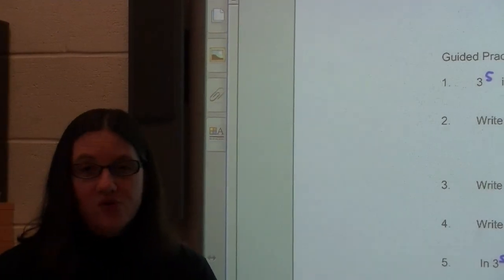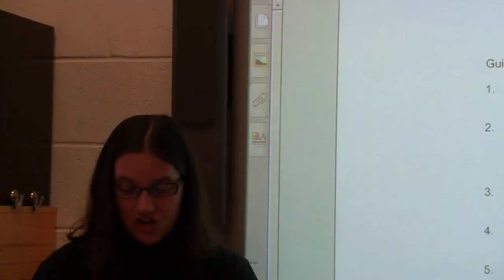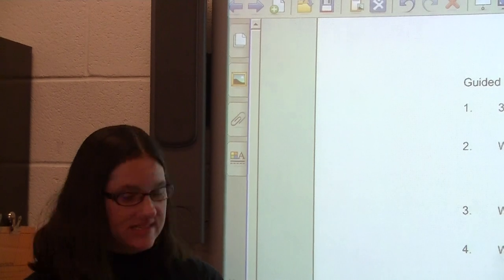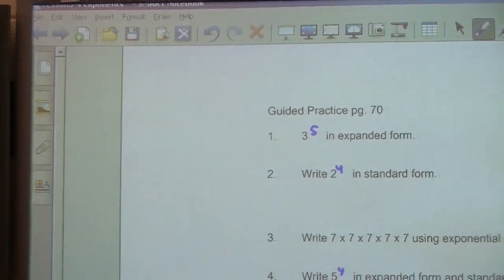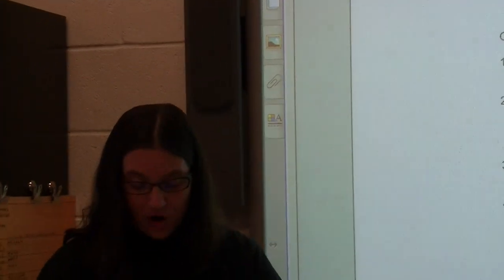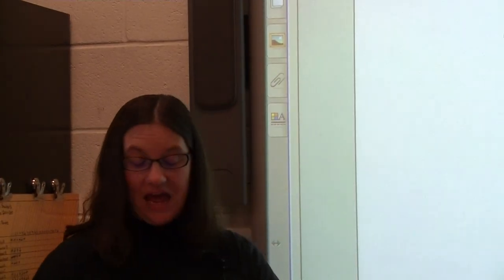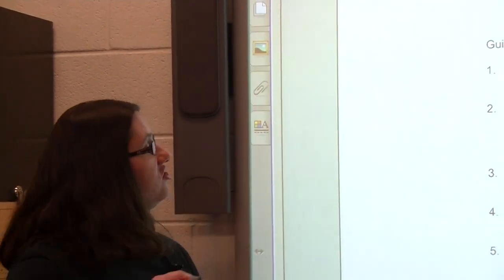Okay guys, we're going to go now down right underneath those 3 new highlighted words to the guided practice on page 70. And it says, do you know how? Number 1 says, write 3 to the 5th power in expanded form. Again, that means to write out the multiplication problem.